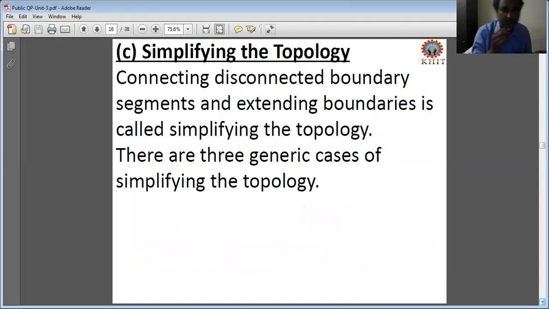Simplifying the topology. Connecting disconnected boundary segments and extending boundaries is called simplifying the topology. There are three generic cases of simplifying the topology.